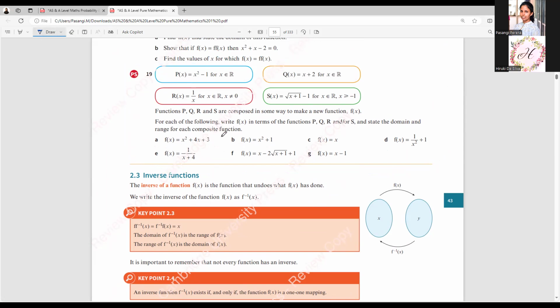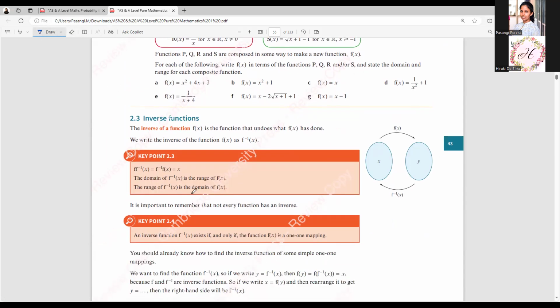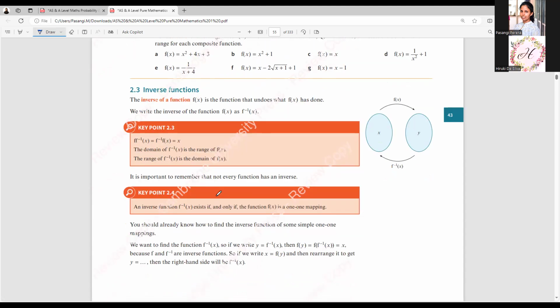For inverse functions, I think we have already done these. The inverse of a function f(x) is a function that undoes what f(x) has done. So we write the inverse of the function f(x) as f inverse x. The function is f(x), and for the inverse function we denote it as f inverse x.